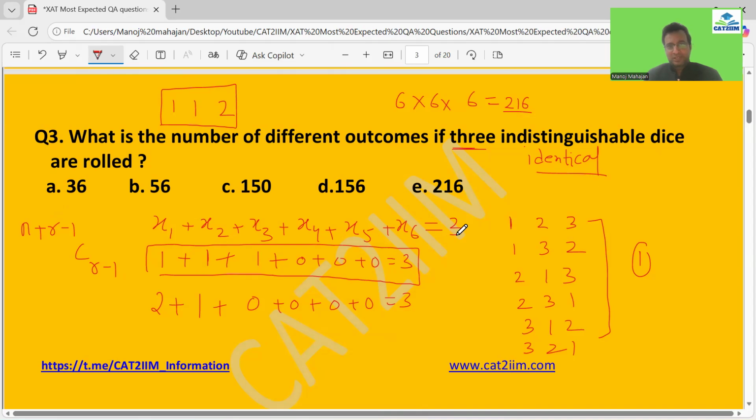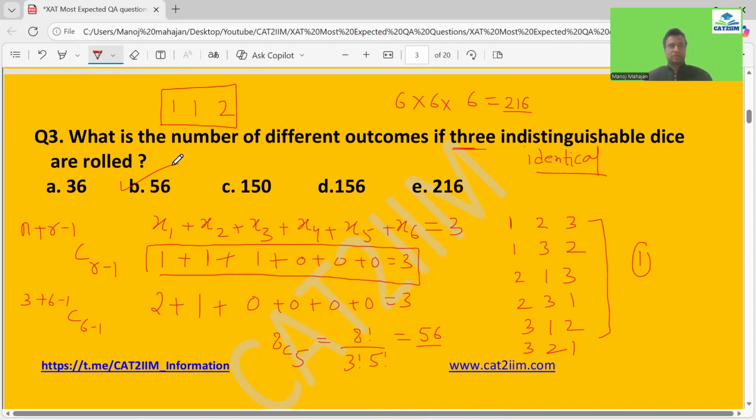So the variables can be 0 also. So what is n out here? 3. What is r over here? 6. This is actually the partition method result, right? And what you have over here is 6 minus 1. So what do I get is 8C5. So let's calculate that. 8 factorial upon 3 factorial upon 5 factorial. If you calculate this value, it will come out to be 56.